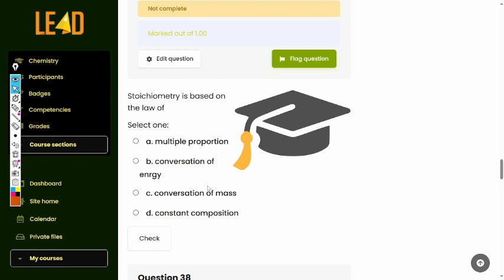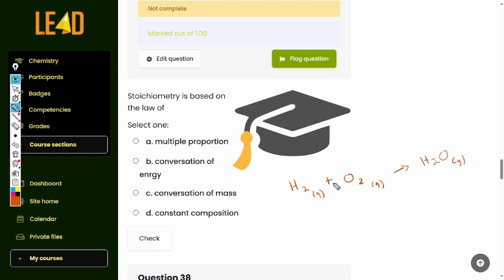37. Stoichiometry is based on the law of... Right, so what is stoichiometry exactly? It happens when you have a reaction. So for instance, if hydrogen gas reacts with oxygen gas, this is a gas, to give you water. It could be liquid water, it could be steam. So it's steam here, so it's gaseous.